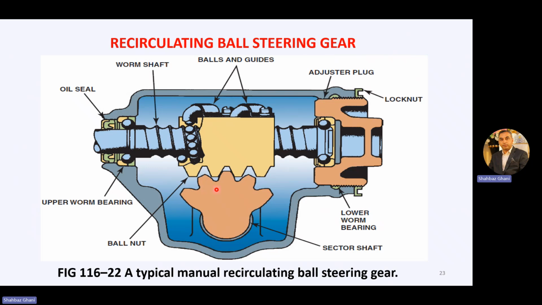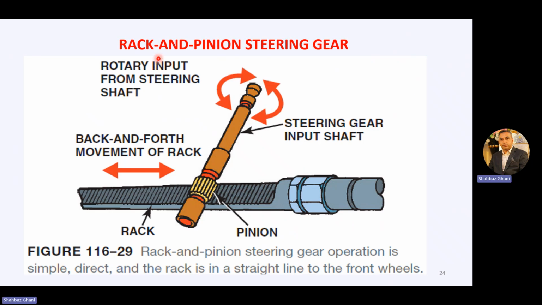And this is your worm gear, the worm shaft, and the oil seals which are holding the oil here. And then we have a ball and guide arrangement here. Now another shape is the rack and pinion steering gear mechanism.